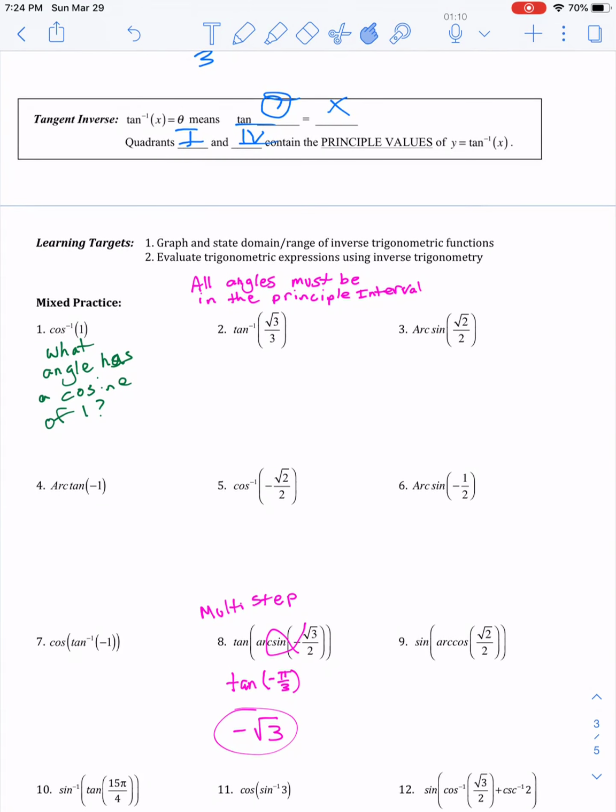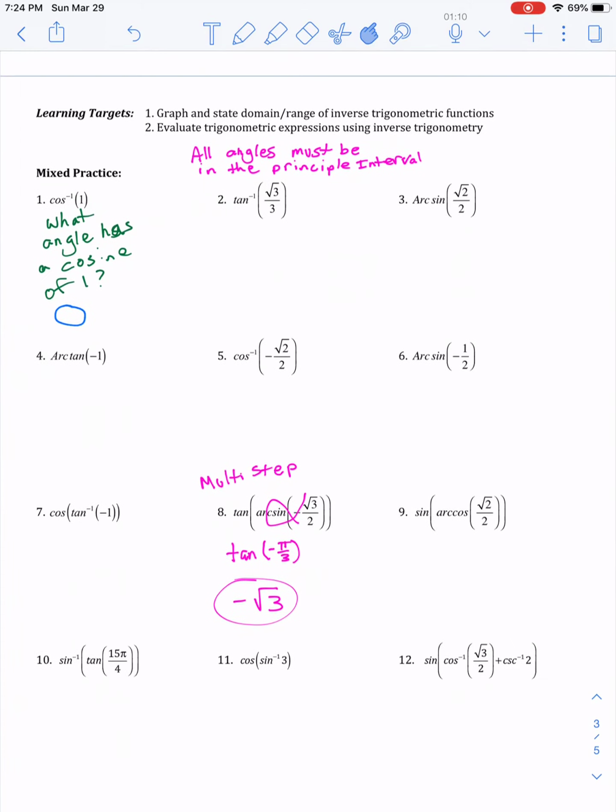Something that I always say in my head, I've written in green, what angle has a cosine of 1? I process, oh, the result of that would be 0. I'm going to give you guys some time to practice 1 through 6, but I do want to talk about 7 through 12 before I give you that time.